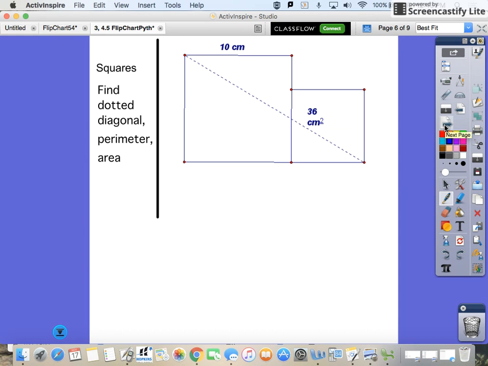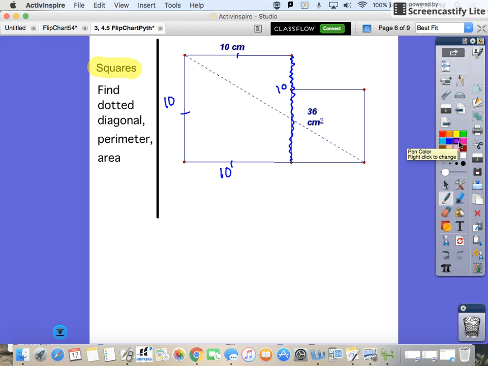This is another scary looking one. This example wants us to find the dotted diagonal as well as the perimeter and the area. What it tells us that's important that some students might miss is that these are squares. The important thing about squares is we know that all sides are equal. So in this giant square here in the middle, we know that this is also 10 and this is 10. The other thing we know is this squiggly line would be 10.